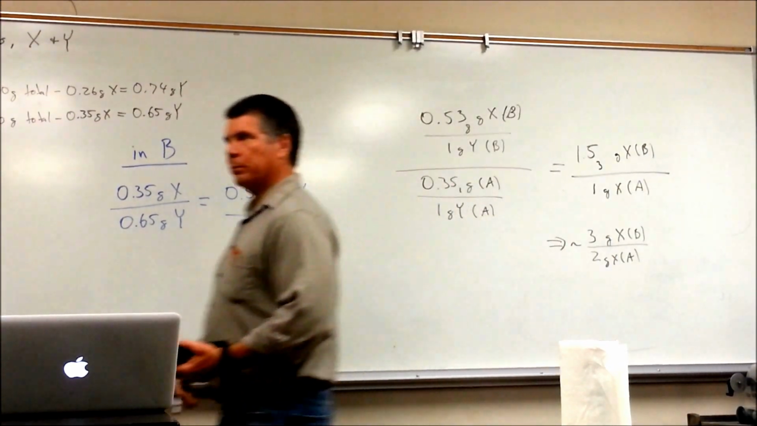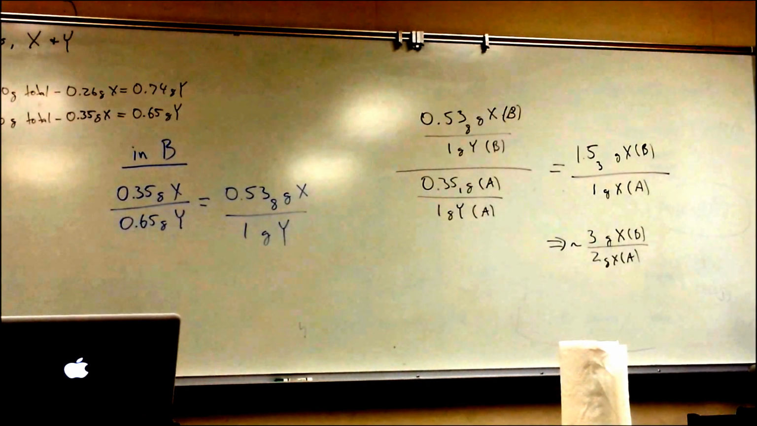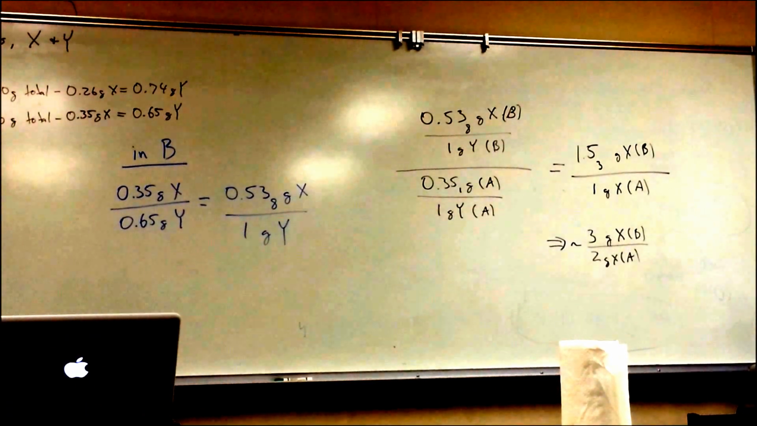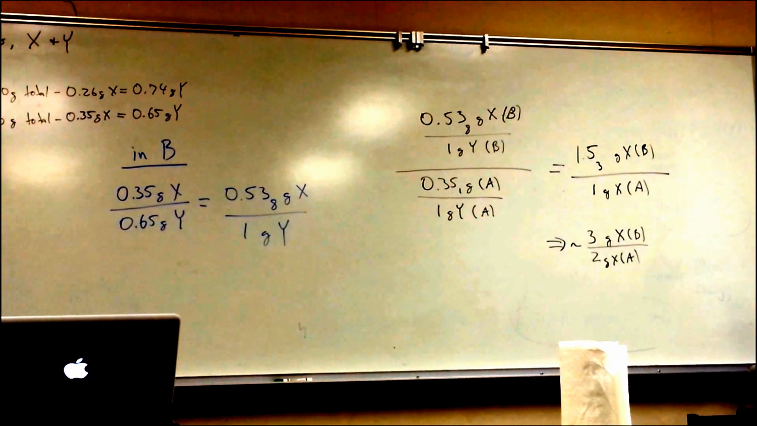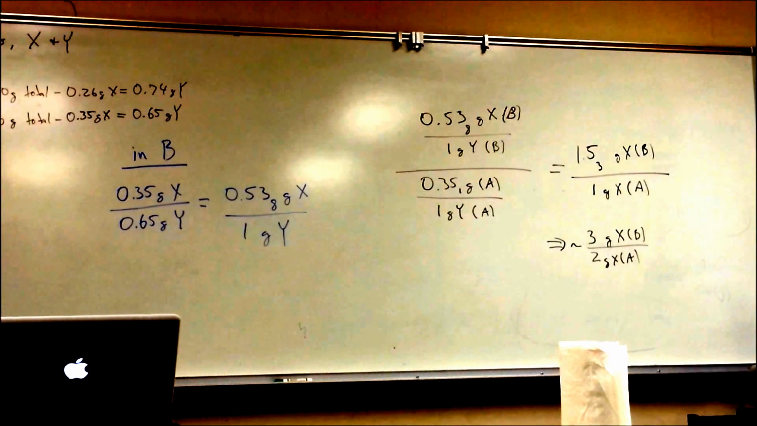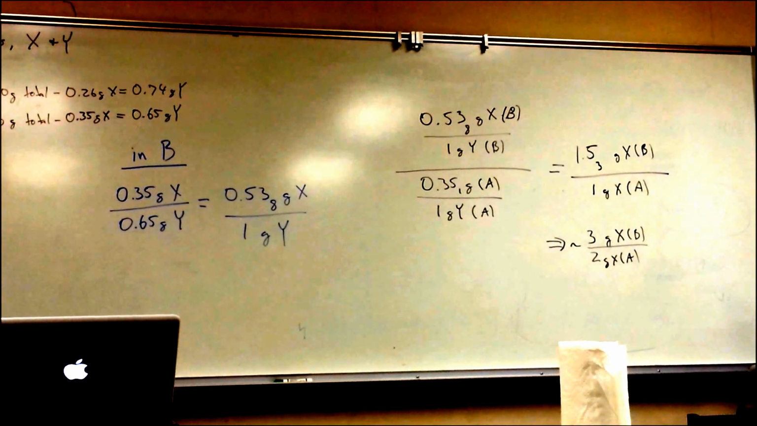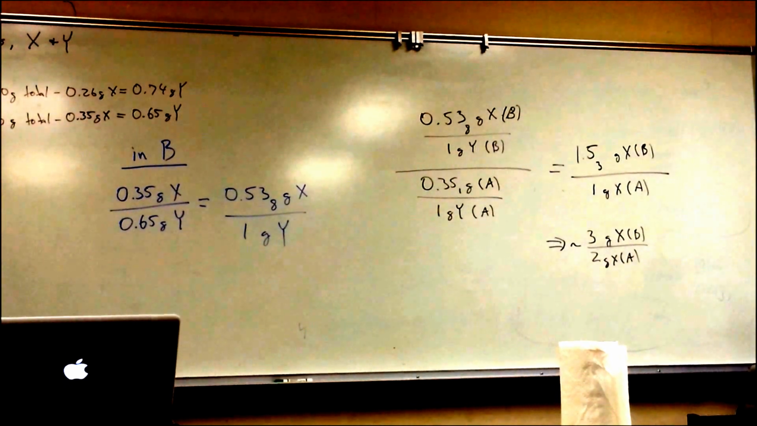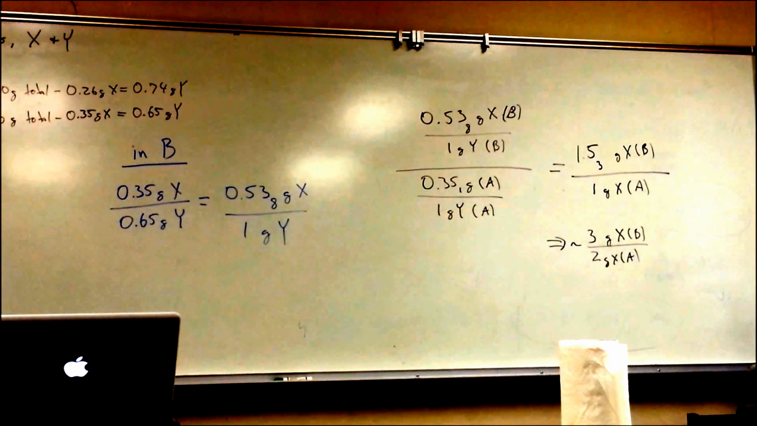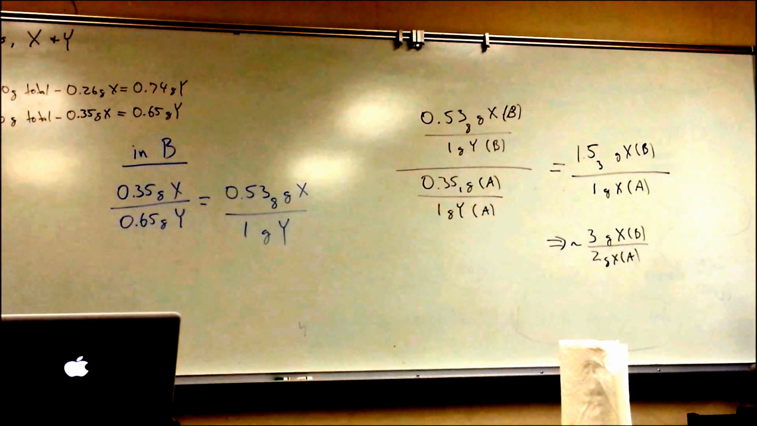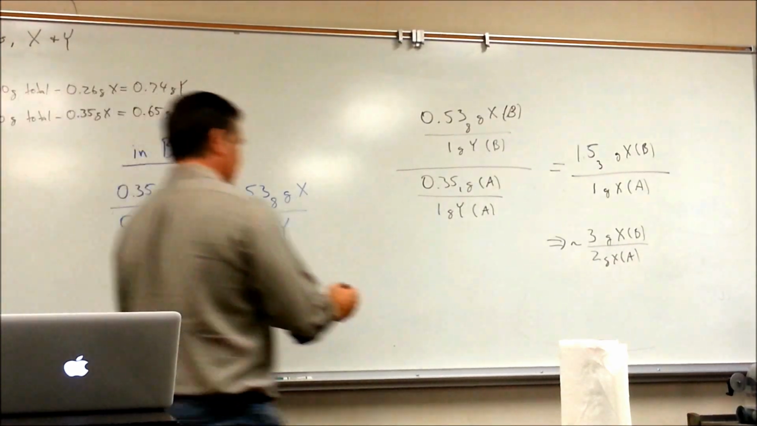About 1.5 grams of X in B per every 1 gram of X in A. Again, it's important that we're keeping the amount of Y the same so we can get that out of the way. And because we know there's 3 grams of X in B for every 2 grams of X in A, keeping Y constant, we know there are 3 atoms of X in B for every 2 atoms of X in A, keeping Y constant. Okay? Keeping Y constant is really important. So now we can go, write that down.